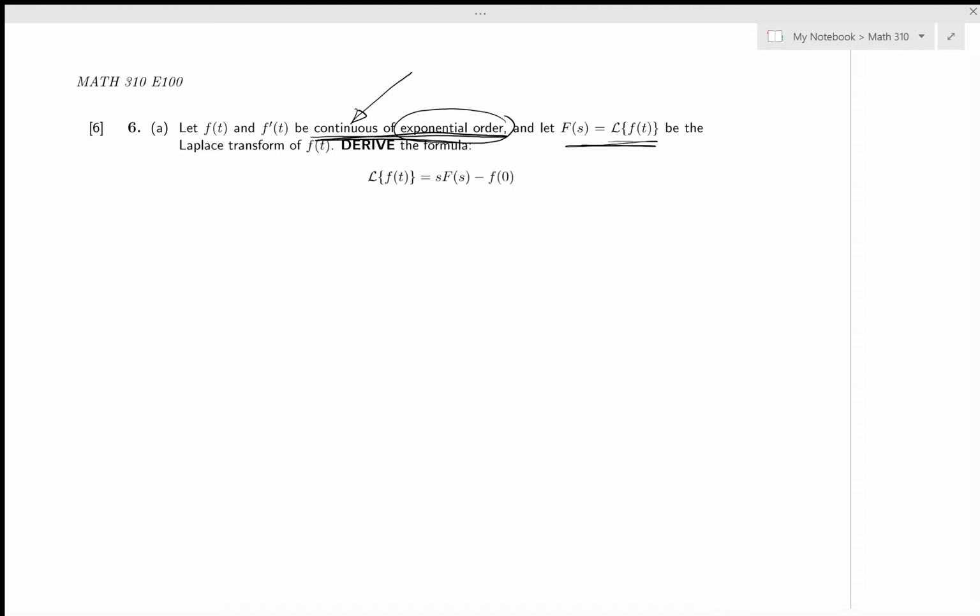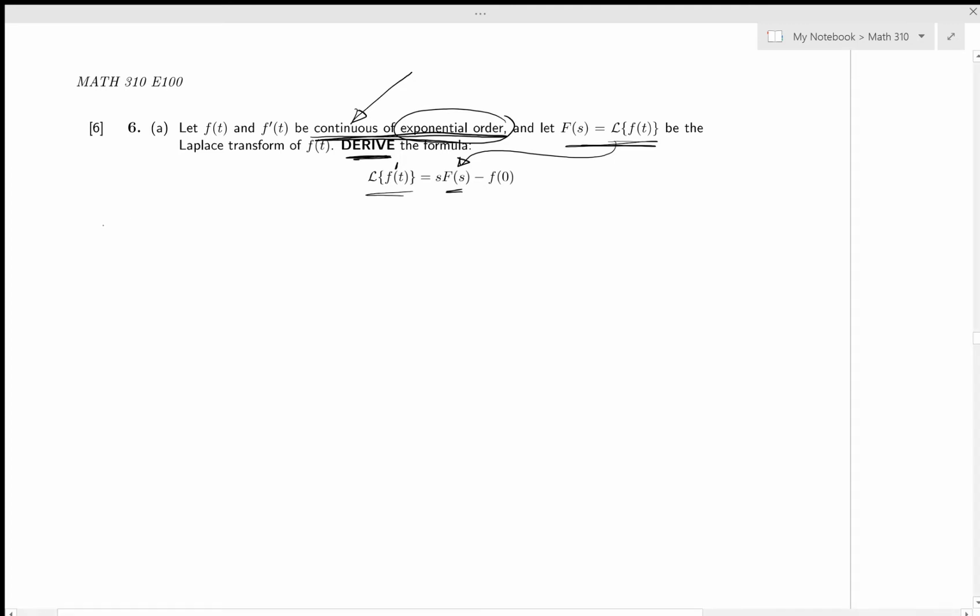And what this question is asking is to derive the formula that's given to you here, that the Laplace transform of, I see a prime is missing, okay, the Laplace transform of the derivative of the function is s times F of s, the Laplace transform of the function, minus the function evaluated at 0. Okay, so how are we going to do this? We're told to derive the formula, so we can't use the table. What we're going to do is go from the definition of the Laplace transform.